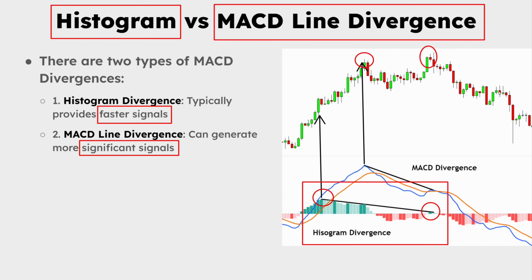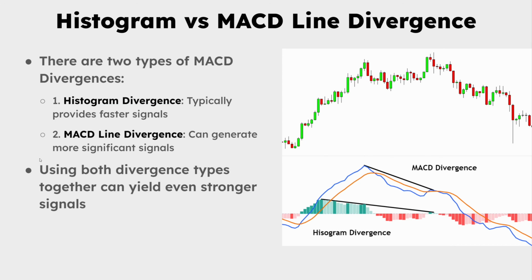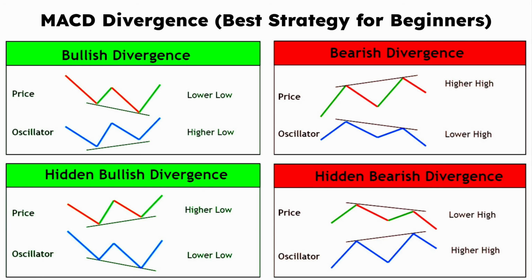And as I said, for now, all you need to notice here is that these divergences will not happen at exactly the same time. Many times the histogram divergence signal will appear sooner. It's actually possible here to use both divergence types at the same time, and this can actually provide even stronger signals. But alright then, so now let's take a look at the different types of divergences and how you can trade them. And let's begin here by taking a look at the bullish divergence.